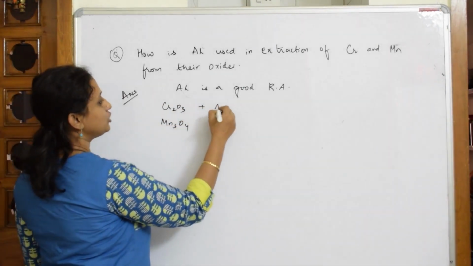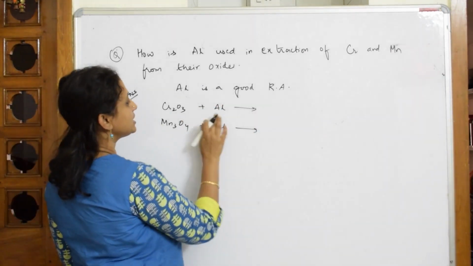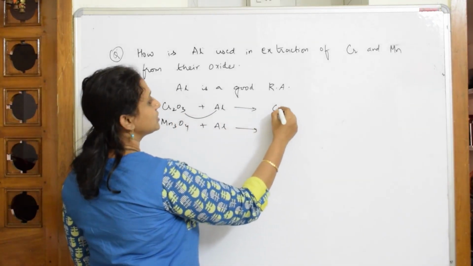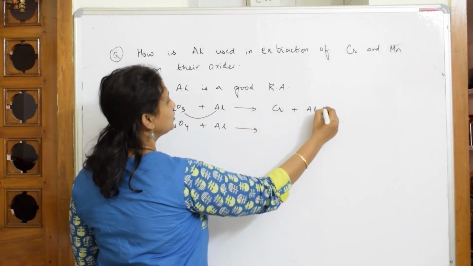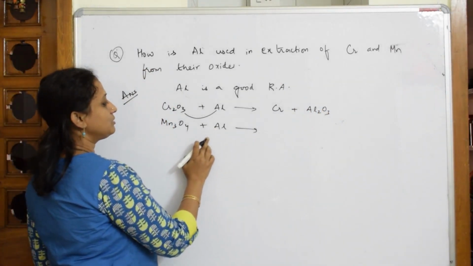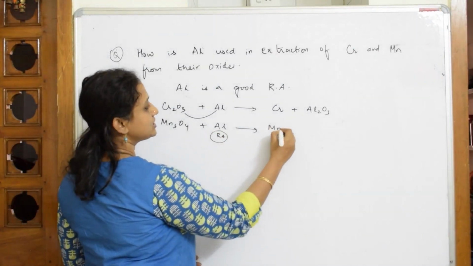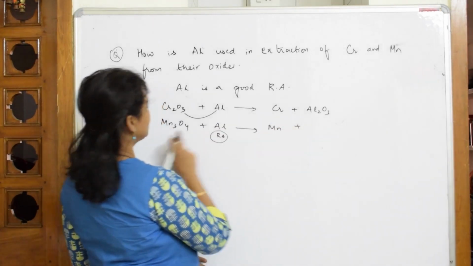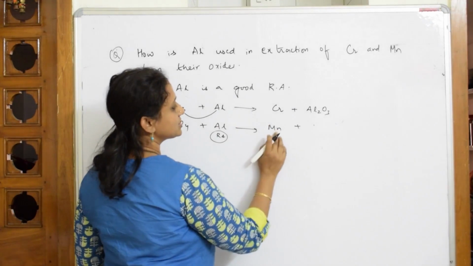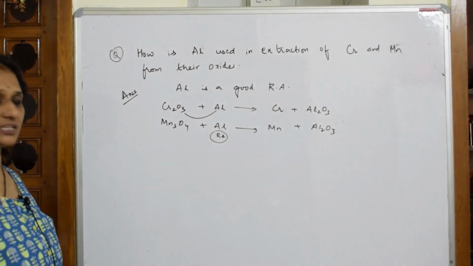Now when I add aluminium to this, I have to show both reactions. I said this is a reducing agent. It itself gets oxidized to Al2O3, and gives chromium. Here also it's the same thing: aluminium acting as a reducing agent gets oxidized and releases manganese from its metal oxide to metal. So metal oxide to metal, and aluminium gets oxidized. This gets reduced and this gets oxidized. That's it. So that is the very important reducing agent factor.